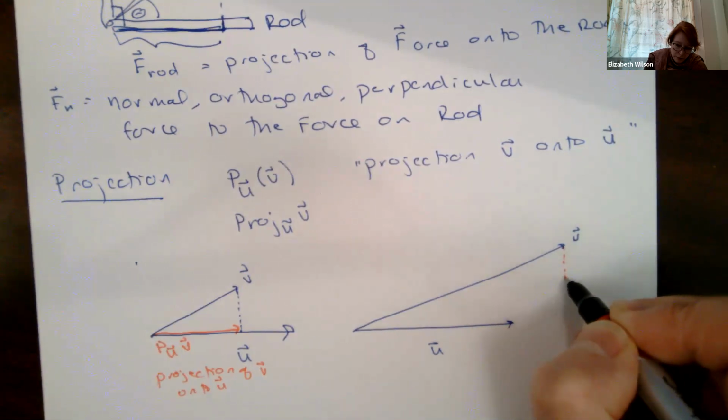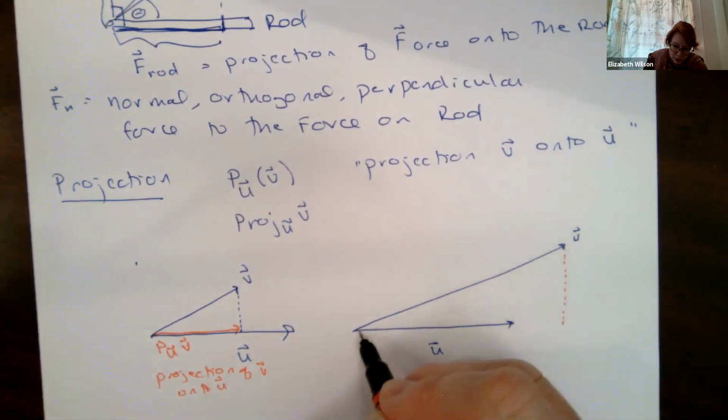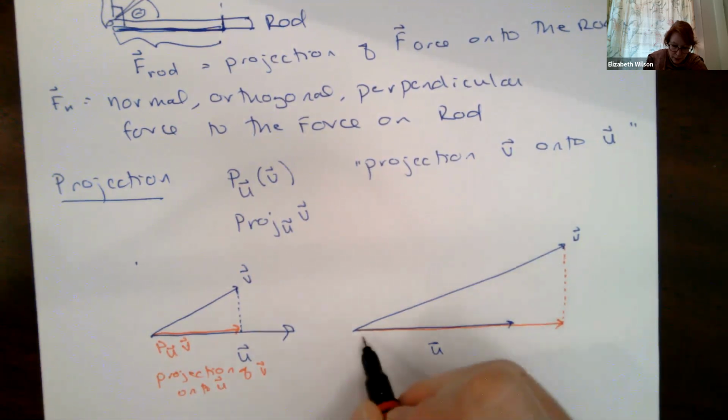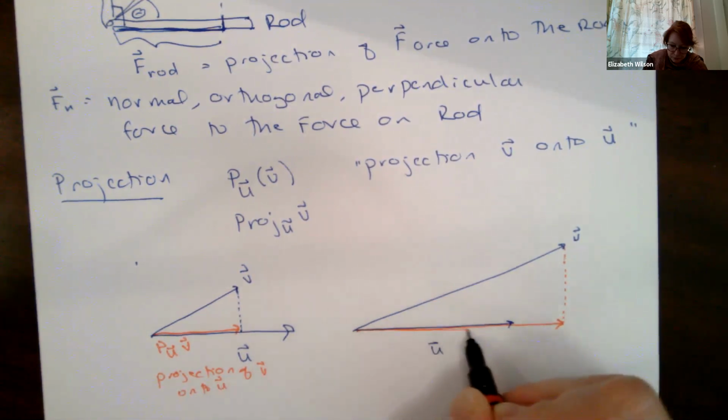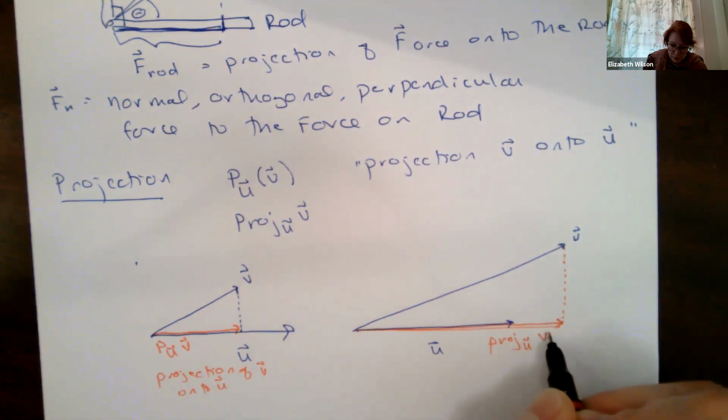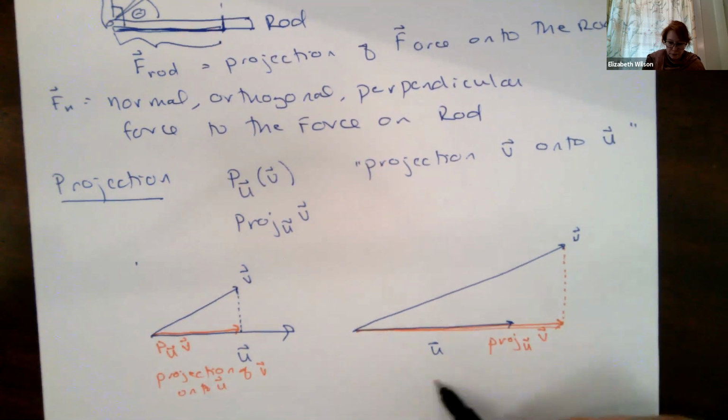I can also, if v is bigger, my projection could be bigger than my u. So this whole portion here, again, is the projection of v onto u.